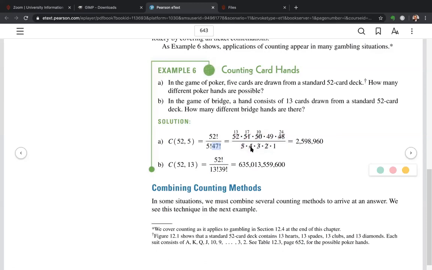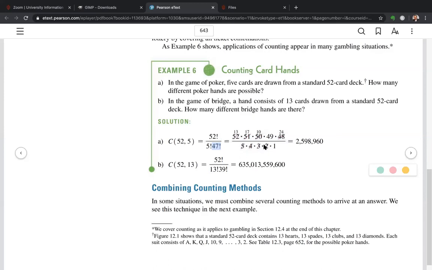They canceled the 4 with the 52. 4 goes into 52 13 times. That's where these numbers are coming from. The 3 goes into 51 17 times. So they canceled the 3 with the 51 and left you with 17. Of course, the 2 goes into 48 24 times.